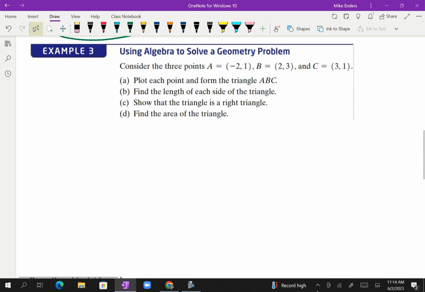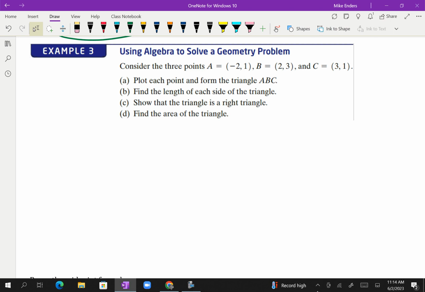So let's use algebra in example 3 here to go ahead and solve a geometry problem. Oftentimes geometry questions will set something up with a shape, and then we solve things with our algebra skills. So let's consider these 3 points. Let's do A, which is negative 2, 1, B, which is 2, 3, and C, which is 3, 1.